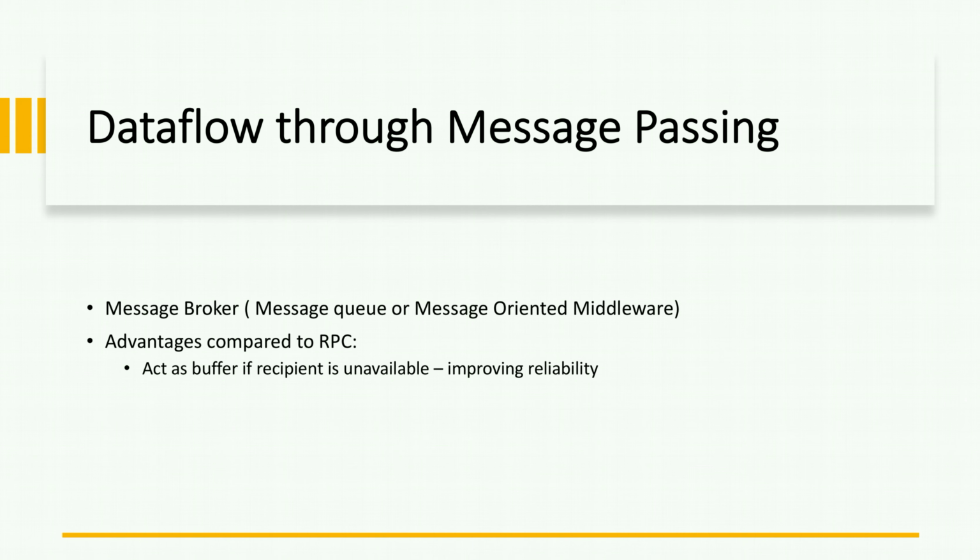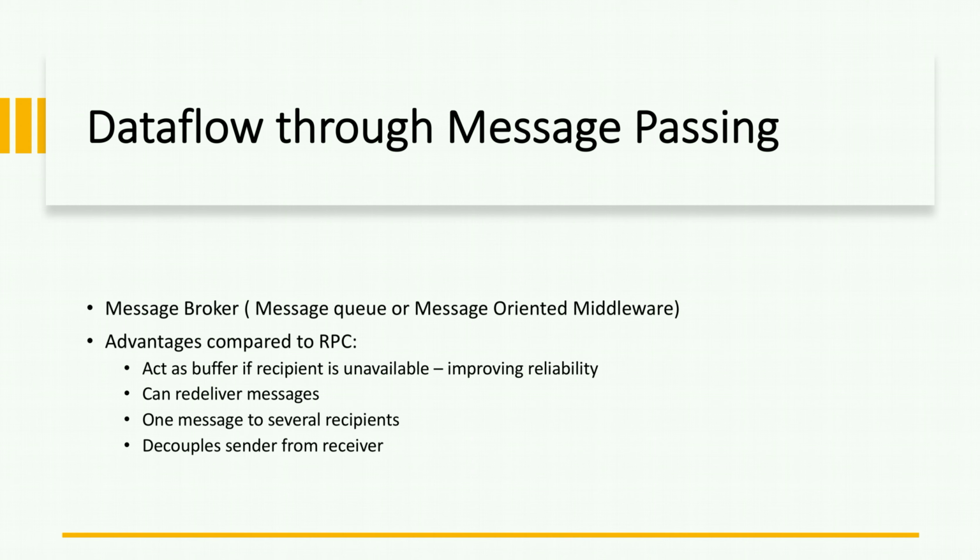For example, it can act as a buffer if the recipient is unavailable or overloaded, and thus it improves reliability. It can also automatically redeliver messages to a process that has crashed and thus prevent messages from being lost. It also allows one message to be sent to several recipients, and it logically decouples the sender from the recipient. That is, the sender just publishes the message and doesn't care who consumes it. This communication pattern is asynchronous. The sender doesn't wait for the message to be delivered but simply sends it and then forgets about it.